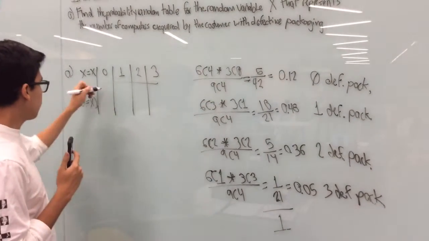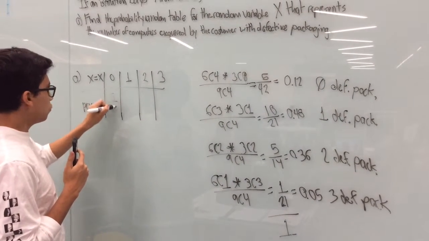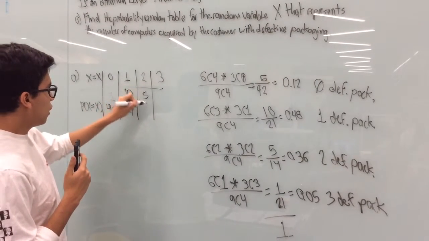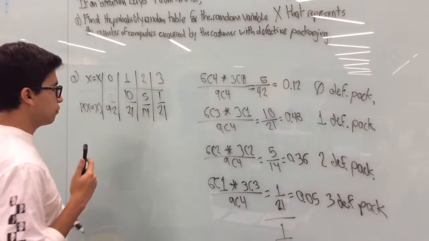Well, here we plot our fractions that are 5 over 42, 10 over 21, 5 over 14, and 1 over 21.